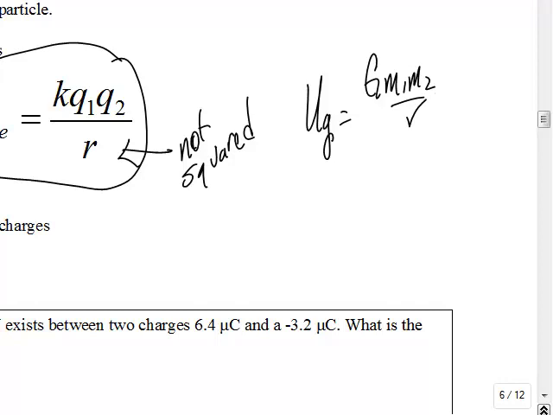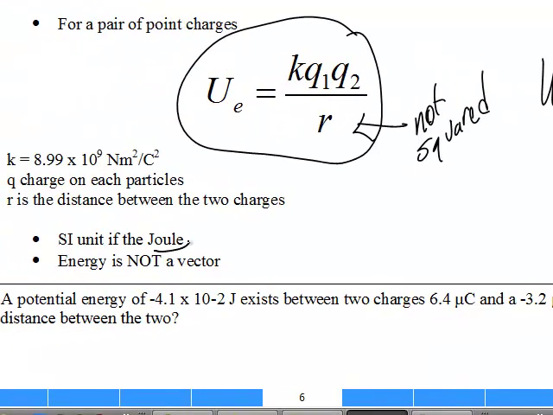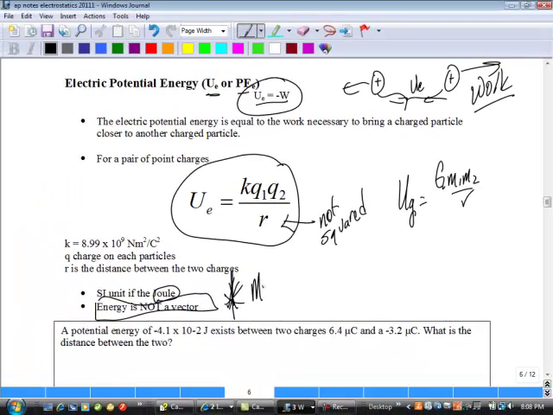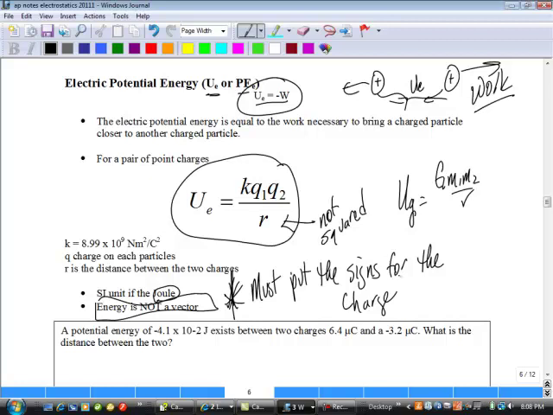Our k here is going to be 8.99 times 10 to the 9th. q, of course, is the charge. r is the distance. Our SI unit for energy is the joule. What you need to know here is that energy is not a vector. So put a star, highlight, know all this. You must put the signs in for the charge. So make sure you're putting those signs in as we calculate those charges, and that will enable us to correctly calculate that potential energy here.